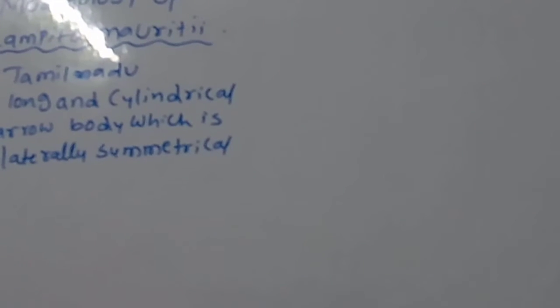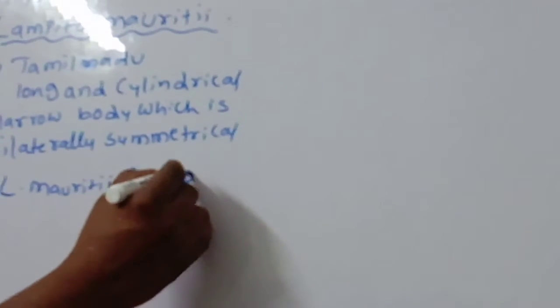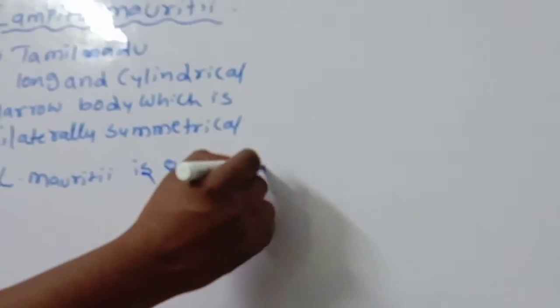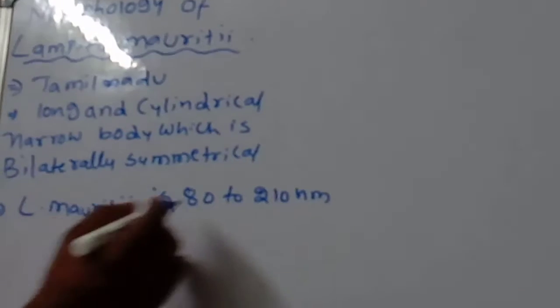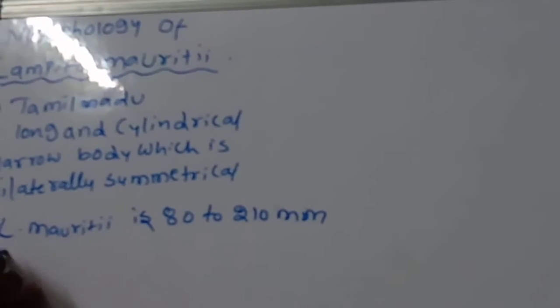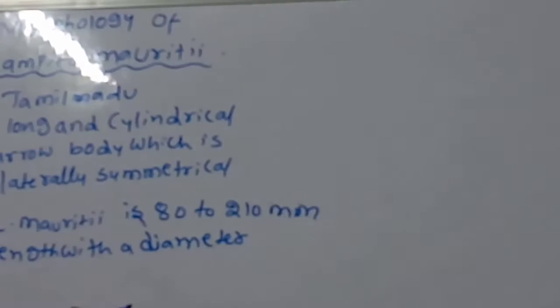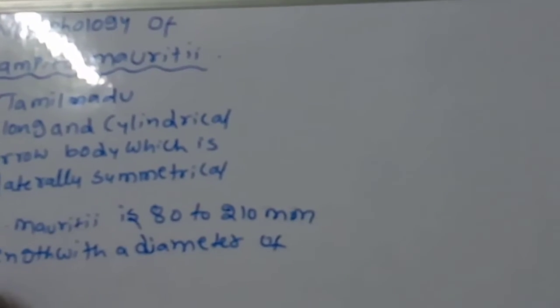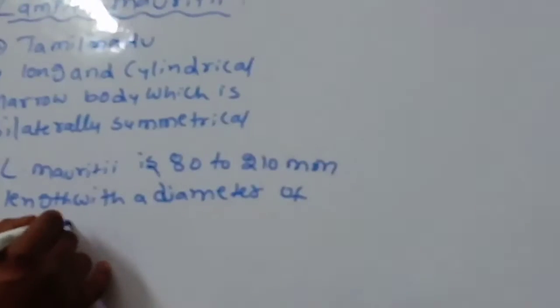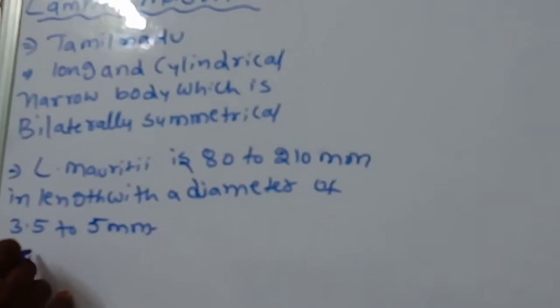Next important point. Lampito mauritii is 80 to 210 millimeters, not nanometers, millimeters in length, with a diameter of 3.5 to 5 mm, and it is light brown in color.